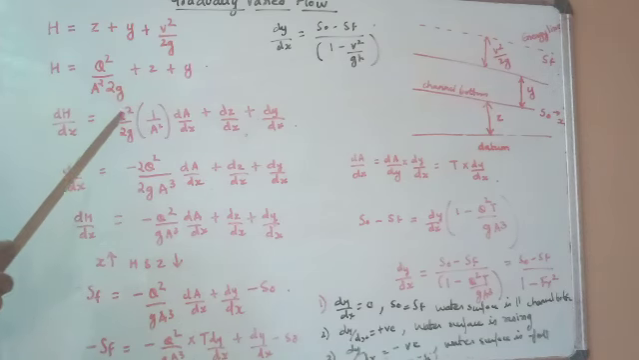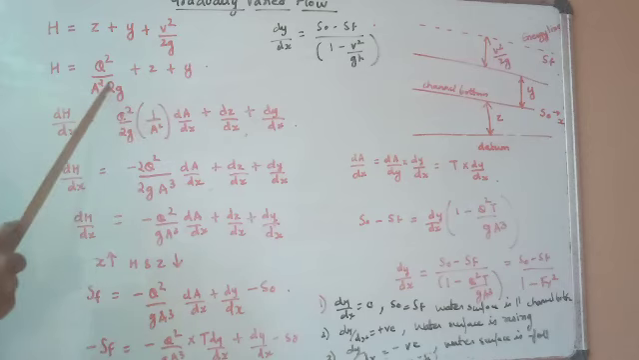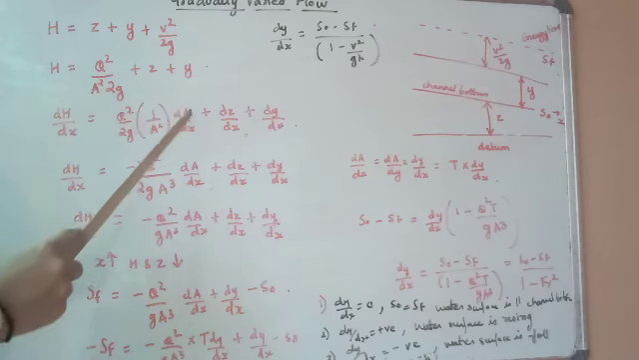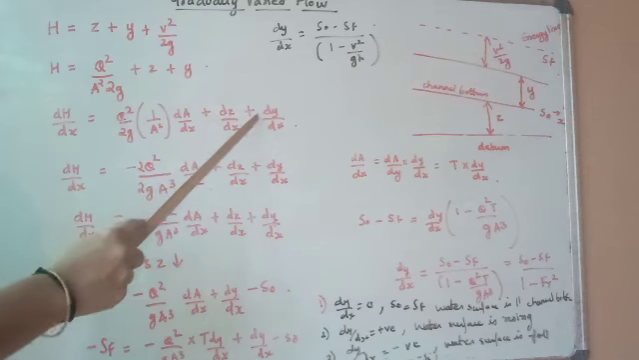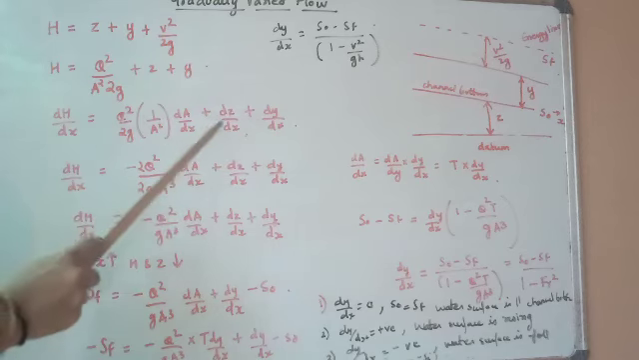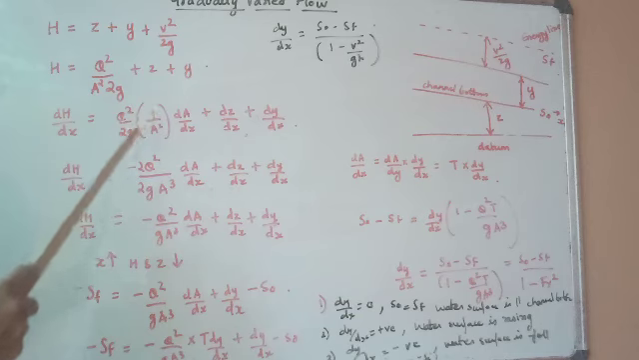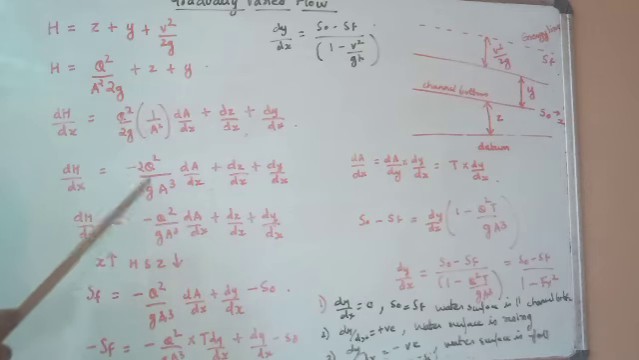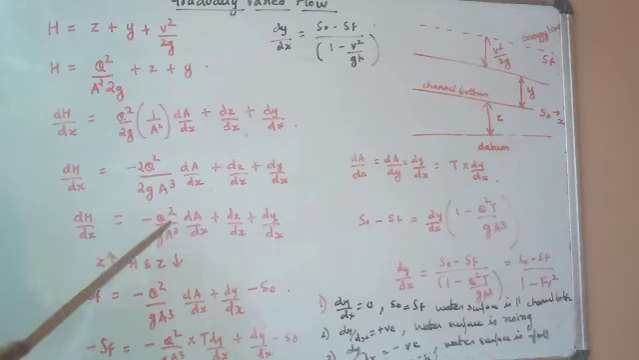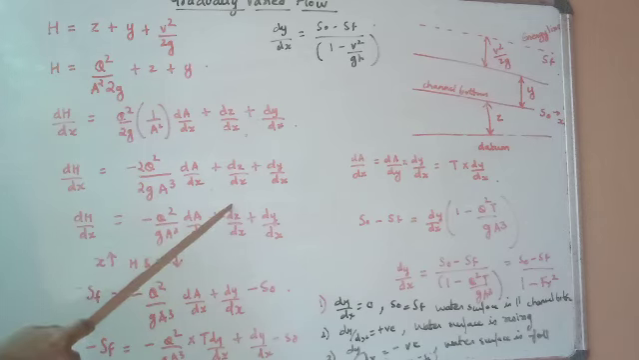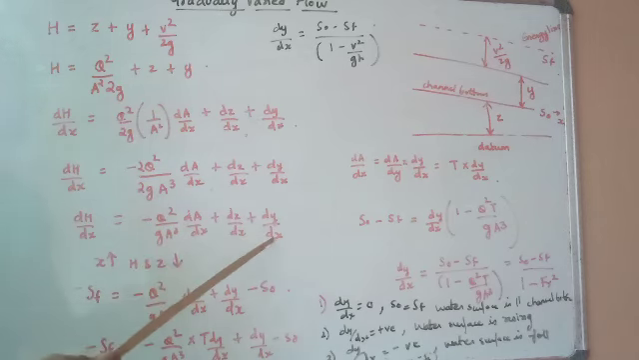So dH by dx is equal to Q square by 2G, which is a constant term, times 1 by A square, with the derivative taken with respect to x: dA by dx plus dZ by dx plus dy by dx. Now the derivative of 1 by A square is A raised to minus 2, and its derivative is minus 2 A raised to minus 3. So I have written minus 2 A raised to minus 3 here. So the equation is like this. Finally dH by dx will be minus Q square by G A cube dA by dx plus dz by dx plus dy by dx.